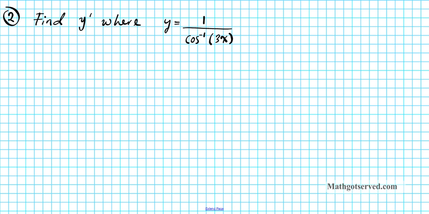If I can rewrite this, in order to avoid using the quotient rule, I can rewrite this function as y equals the arc cosine or inverse cosine of 3x raised to the negative 1 power. Okay, so this negative 1 right here is the inverse of cosine. It's not reciprocation. So if you write this as cosine 3x by reciprocating this function, that will be inaccurate. So this is the correct way of writing it.